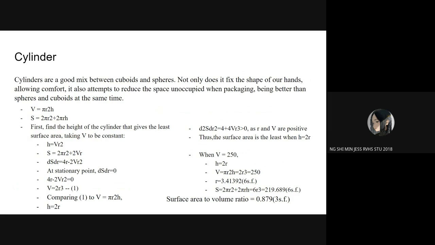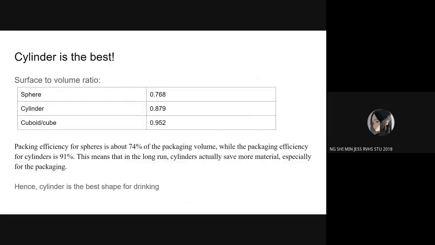Now, taking the volume to be 250 ml, we found the surface area to volume ratio to be 0.879. Comparing the three shapes, we found that the sphere gives the lowest surface area to volume ratio, followed by the cylinder and then the cuboid.